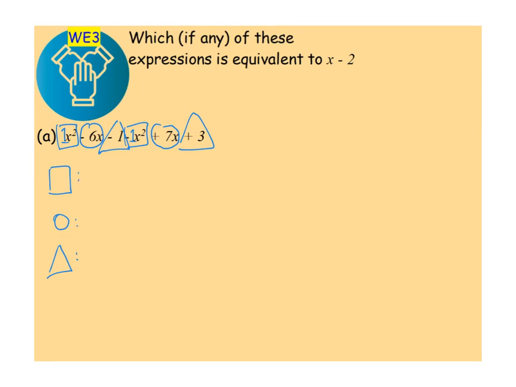The rectangles give me 1x squared subtract 1x squared. The circles give me negative 6x add 7x. And the triangles give me negative 1 add 3. So this is 0. 1x squared subtract 1x squared is 0. Negative 6x add 7x, that's 1x. Simplest way to write that, of course, is just x. And negative 1 add 3 is 2, positive 2.